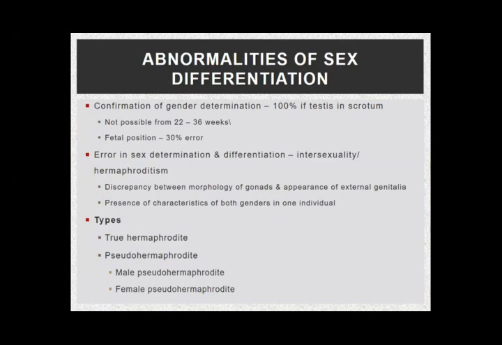Okay? So any error in sex determination and differentiation of sex is called intersexuality or hermaphroditism, जिनको हम hermaphrodites, जिनको हम ख्वाजा सरा कहते हैं या a cruel word to use as खुसरा कहते हैं. ठीक है?